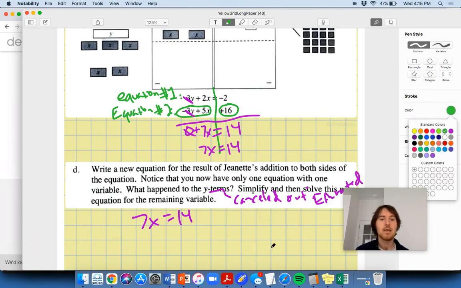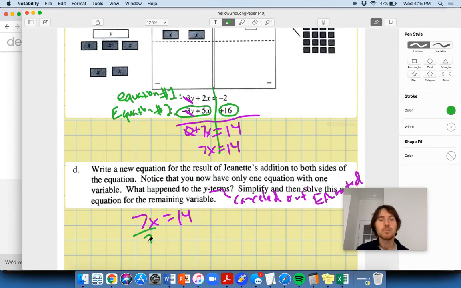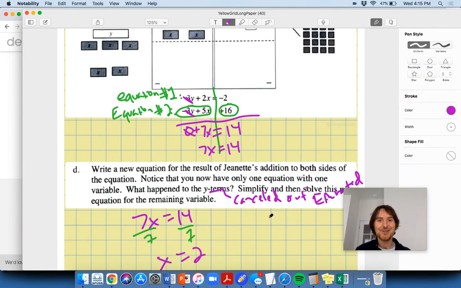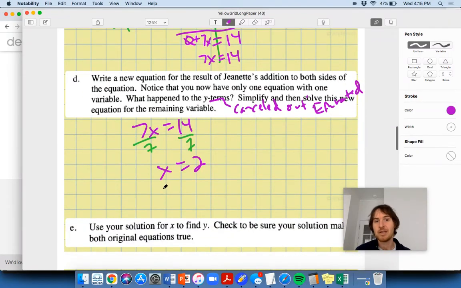Okay, simplify and then solve this new equation for the remaining variable. Well, this is very easy. Again, I say start away from the variable. There's only one thing happening to this variable, and that's 7 getting multiplied to x. To undo multiplication is division. Remember, addition and subtraction are opposites, those are called inverse operations. Multiplication and division are opposites, also inverse operations. They undo one another. So 7 is getting multiplied to x, we divide by 7. If I divide one side by 7, I have to divide the other side by 7, and my equation remains balanced. So I end up with x equals 2, like I did earlier.